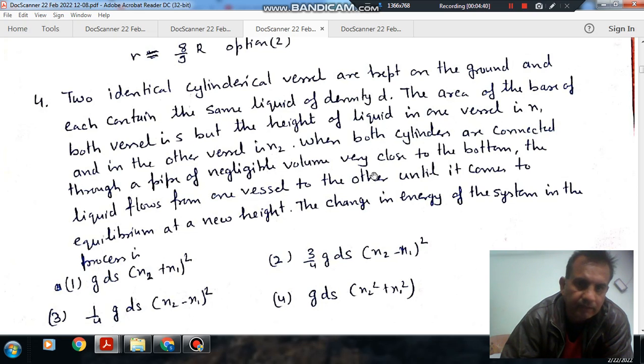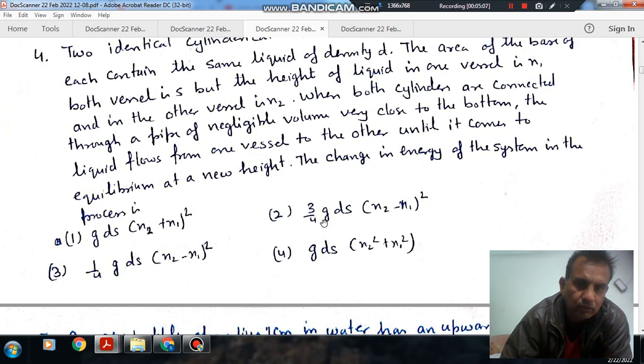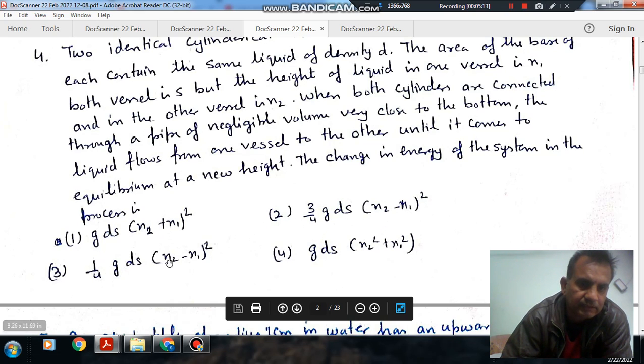When both cylinders are connected through a pipe of negligible volume very close to the bottom, the liquid flows from one vessel to another until it comes to equilibrium at a new height. The change in energy of the system in the process is: 1) ρgS (x2 + x1)², 2) 3/4 ρgS (x2 − x1)², 3) 1/4 ρgS (x2 − x1)², 4) ρgS (x2² + x1²).